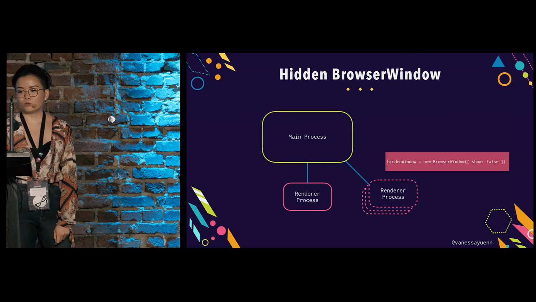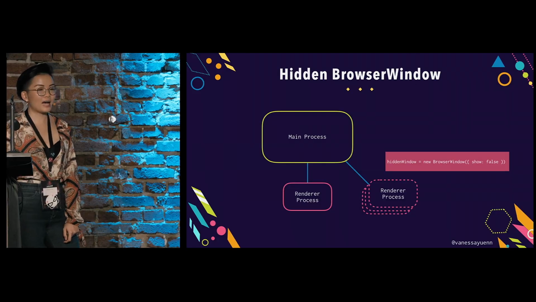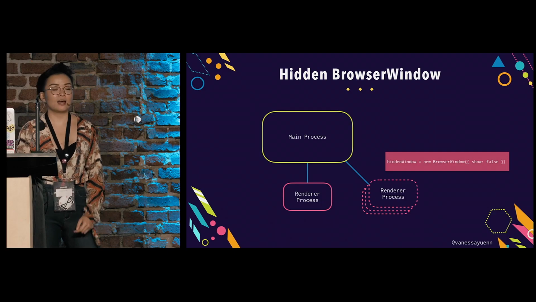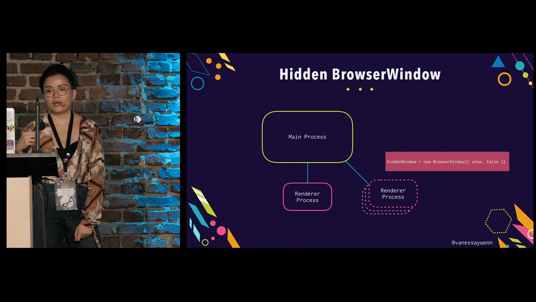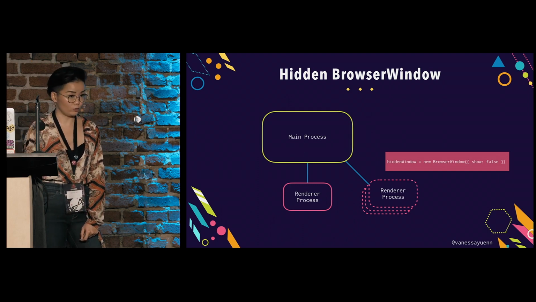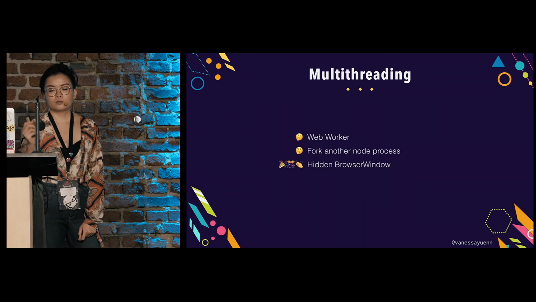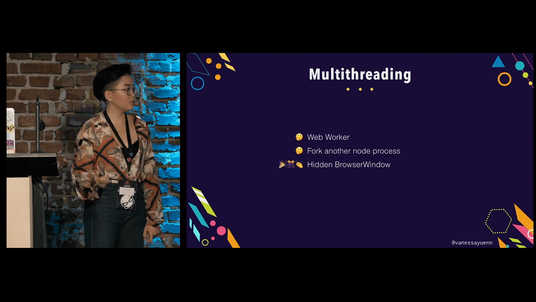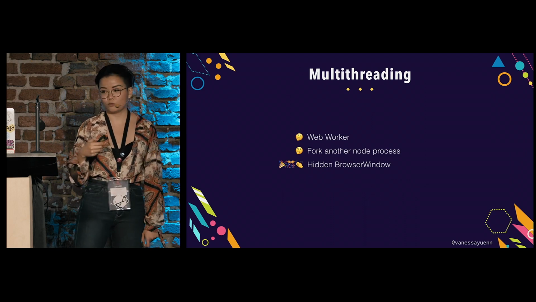What you have to do is, when you create a new browser window, you pass in the show flag and set it to false. So you're essentially hiding the browser window, but the renderer process is still running in the background. Within that renderer process, it has all the Electron APIs. It can communicate with the main process, and it can use all the native modules that you want. So that's the winner of the three. If you ever have to do anything intensive, use a hidden browser window to help you with that.